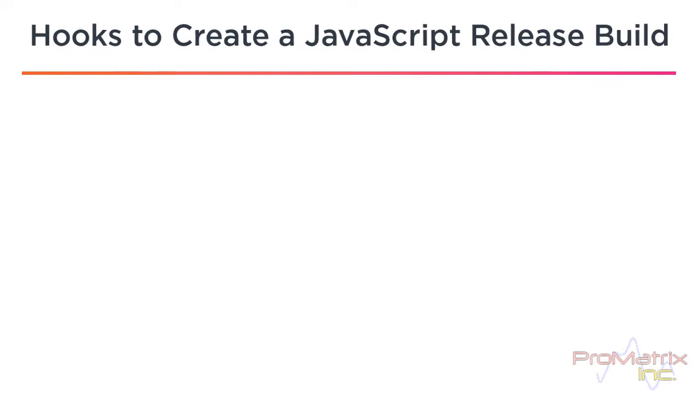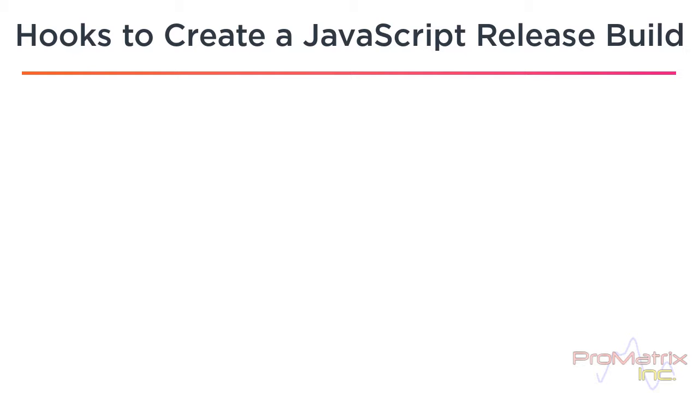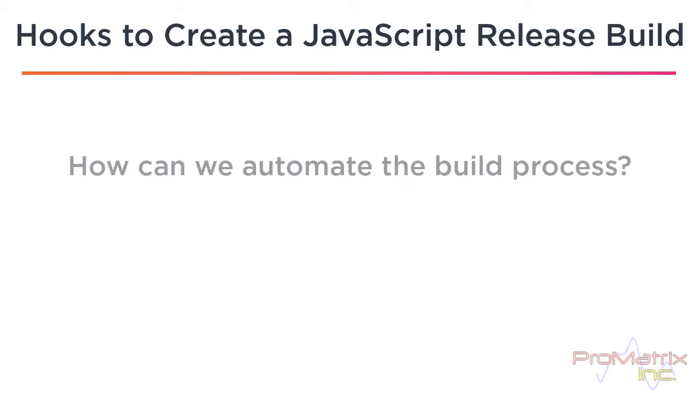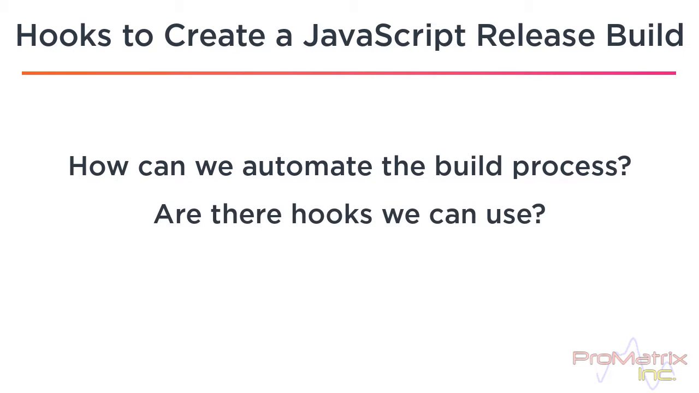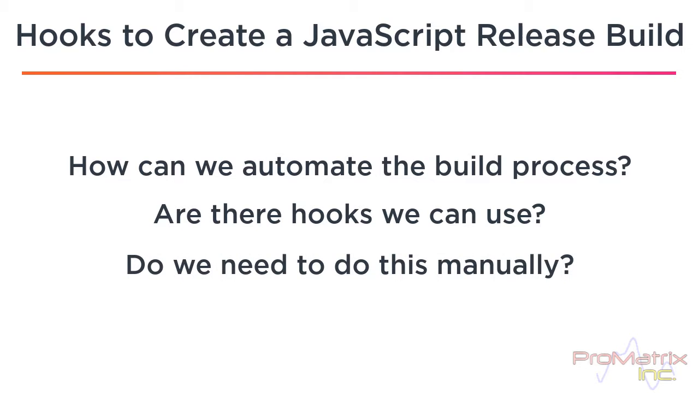Let me talk about hooks to create a JavaScript release build. We have already discovered the huge performance gain of creating a release build, but how can we automate the build process? Are there hooks we can use, or do we need to do this manually?